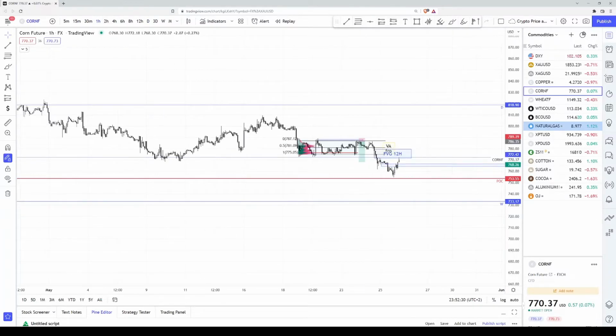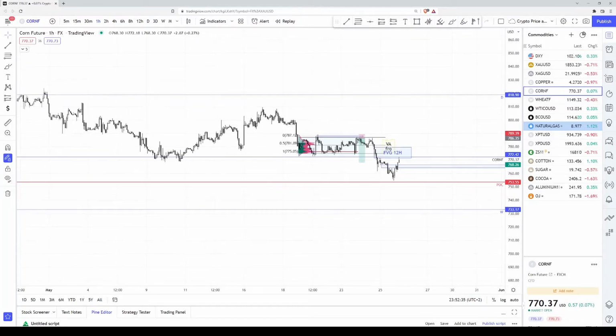This is something that we just need to be patient in, just need to have it developed out. But as of right now, I don't see any interesting point to take any action in corn futures.